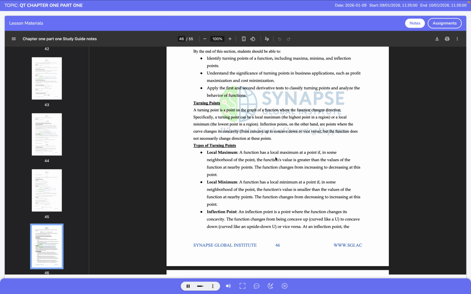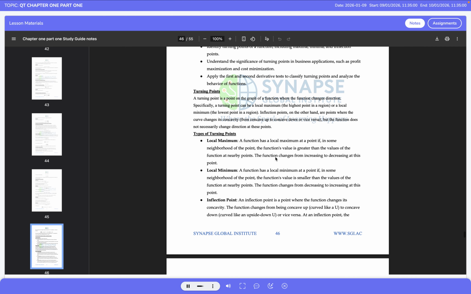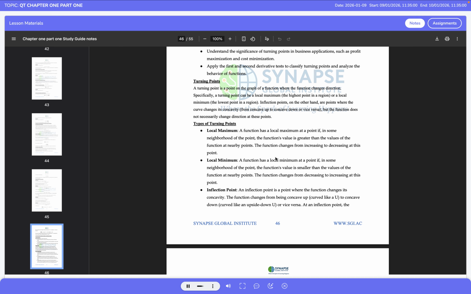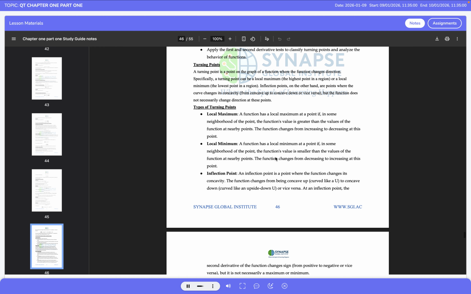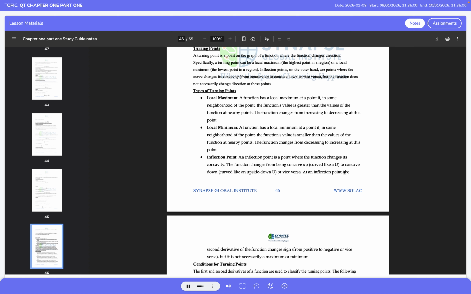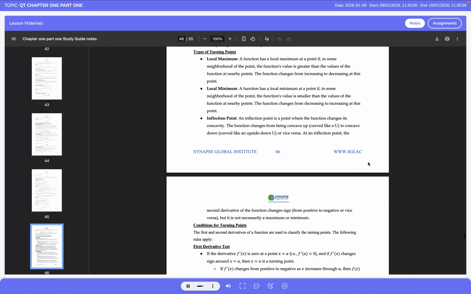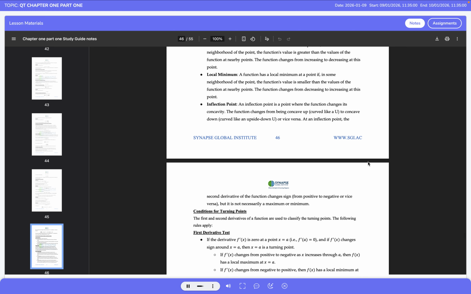A turning point is a point on the graph of a function where the function changes direction. In practical terms, this means the function may stop increasing and start decreasing, or stop decreasing and start increasing. An inflection point is different, because at an inflection point the function does not necessarily change direction, but the curvature of the graph changes. There are 3 key types of turning points.